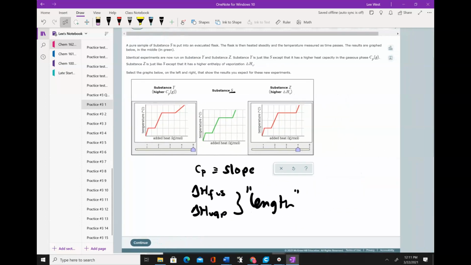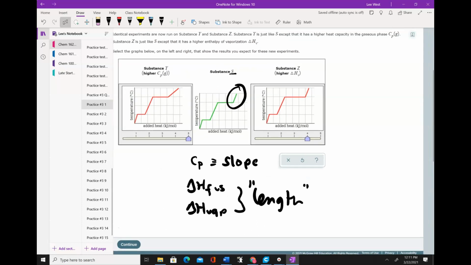So it says a pure sample of substance S is put into an evacuated flask. The flask is then heated steadily and the temperature measured as time passes. The results are graphed below in the middle. And then it says identical experiments are now run on substances Y and Z. And substance Y is just like S, except that it has a higher heat capacity in the gaseous phase. So it's this part here that is the gas, and everything else is going to be the same.